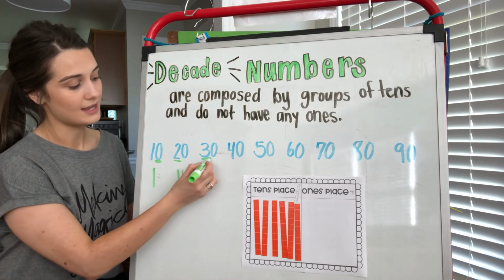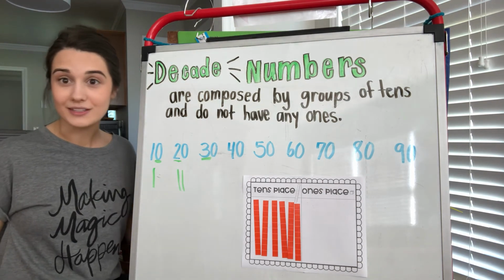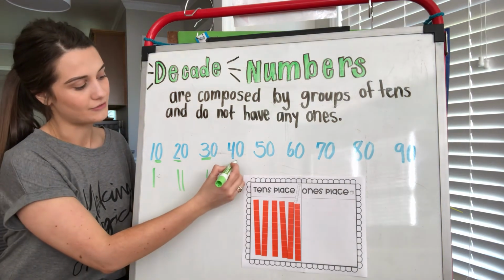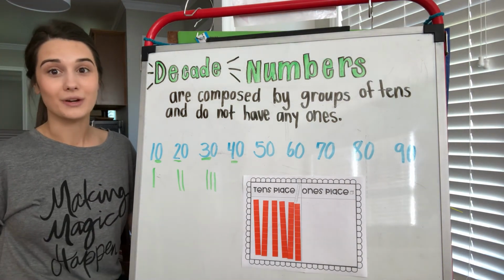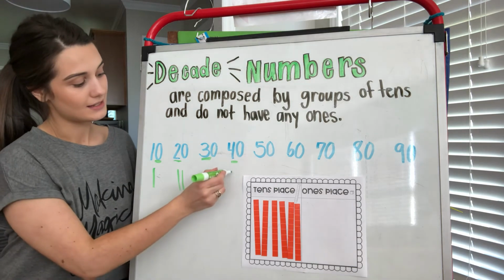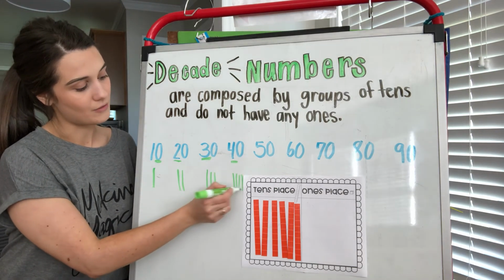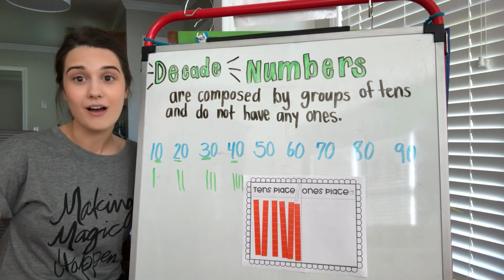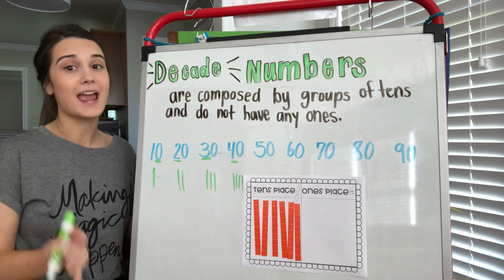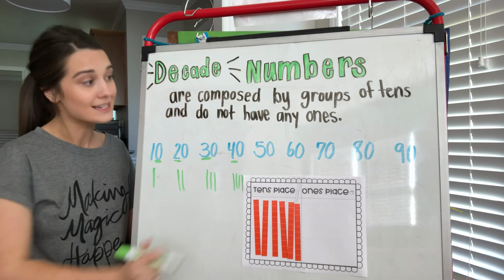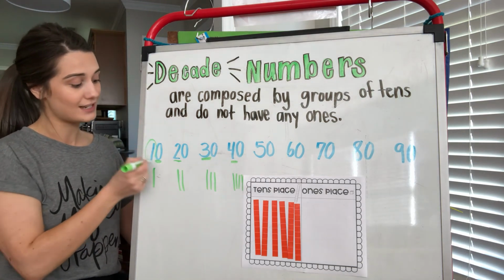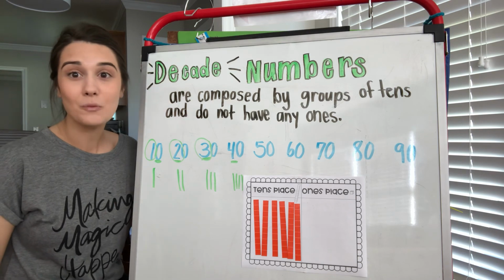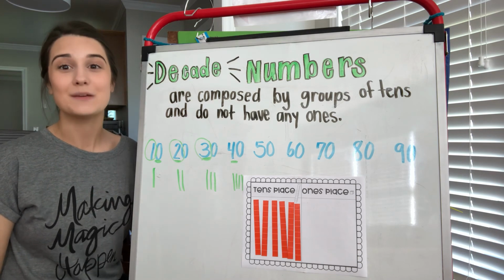Now let's look at 30. We have a 3 in the tens place, so how many tens do I need to draw? 10, 20, 30. Now let's do 40. 40, we have a 4 in the tens place. 10, 20, 30, 40. You are now going to get the chance to go on Seesaw, and you're going to do some work with teen numbers and decade numbers. So don't forget that decade numbers have a different digit in the tens place, and they do not have any ones in the ones place. Keep working hard.